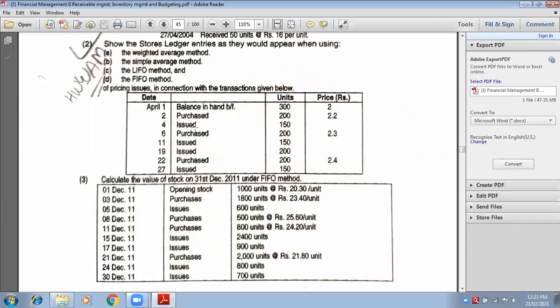Closing stock, ma'am. Yes, 700 and 21.80. Anu was answering. I think Anu has got 900. Anu or Jay? I got, ma'am, Anu. Yeah, Anu, tell me how much you have got. Ma'am, I got 900.